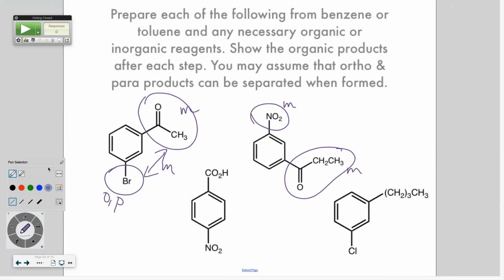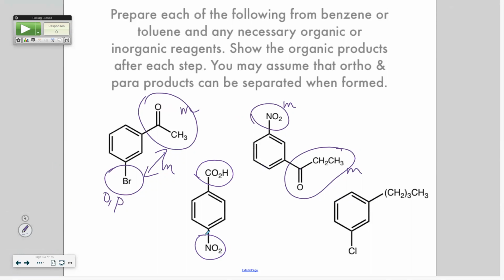All right, so did you look at the last two? So like, look at this one. You've got this and this. What can you tell me about those directors? They're deactivators, and they're what kind of directors? Meta. But what are they to each other here? They are para. So how can we do that?